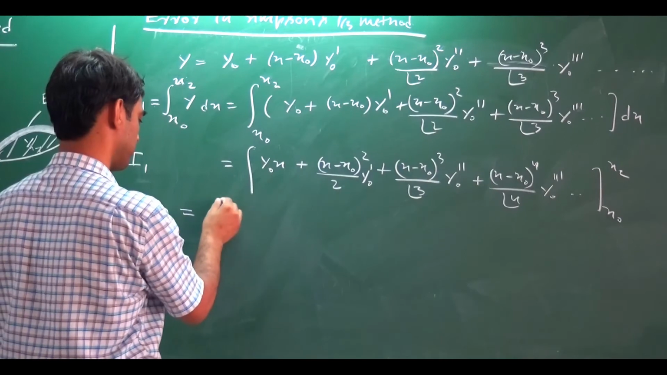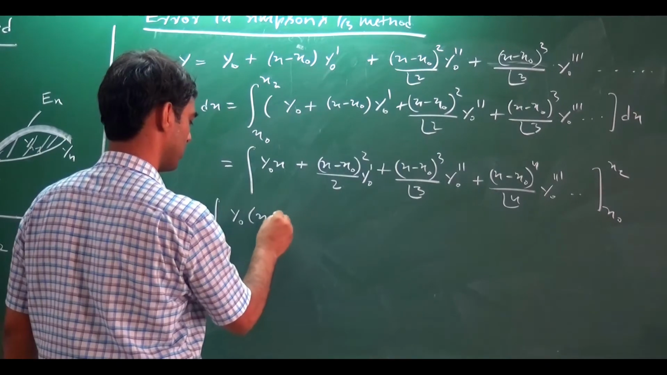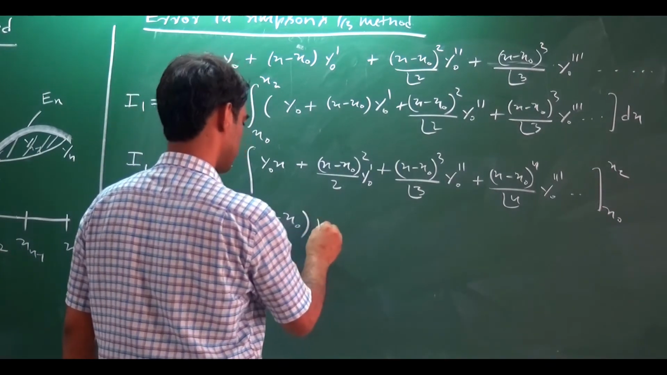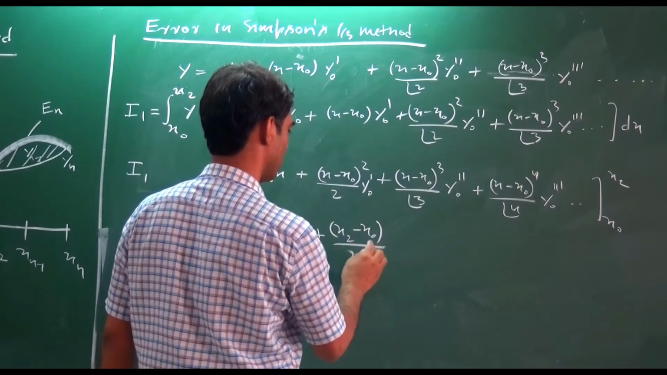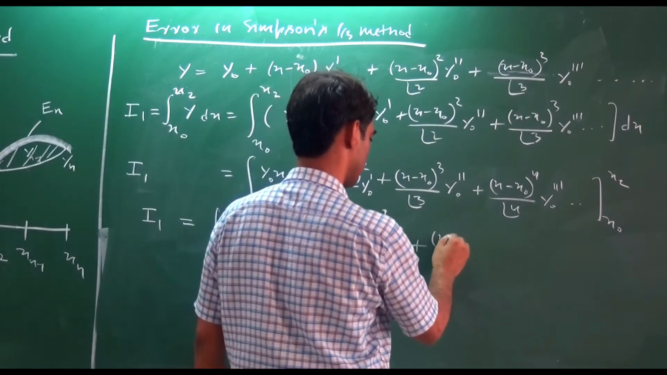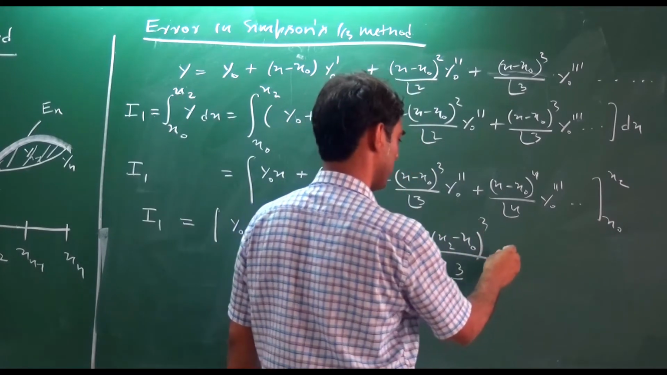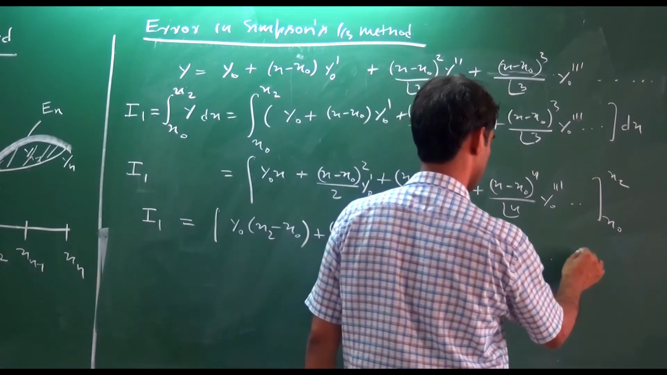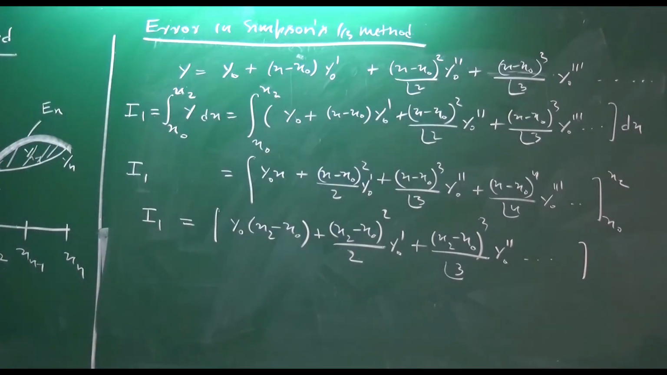The value becomes y0 (x2 minus x0) after putting in the lower and upper limits, plus (x2 minus x0) whole square upon 2 y0 dash plus (x2 minus x0) whole cube upon factorial 3 y0 double dash and so on. This is the actual value of I1, the integration from x0 to x2 with the help of the Taylor series expansion.